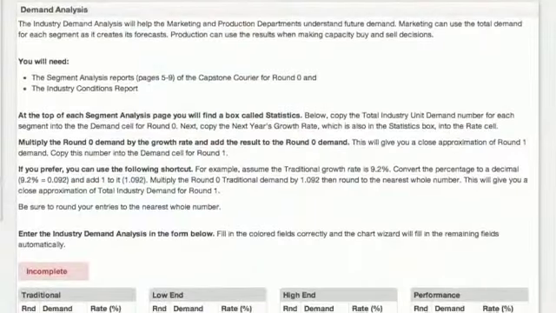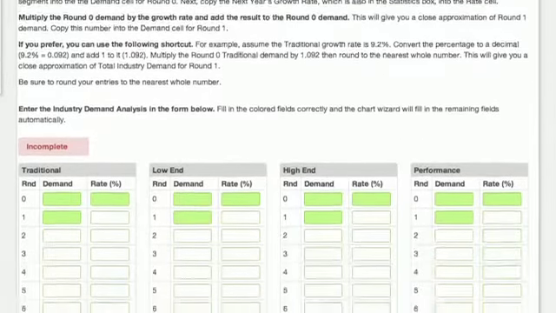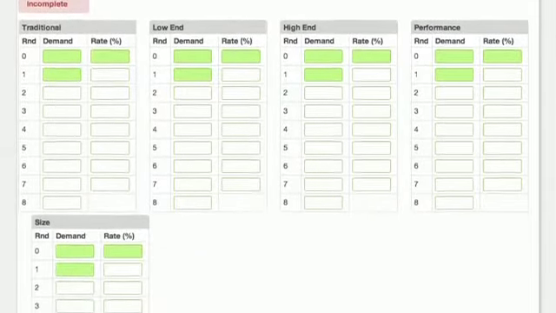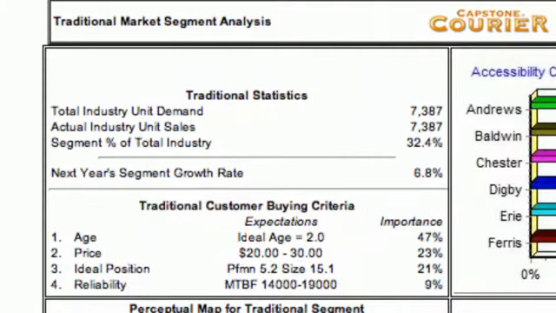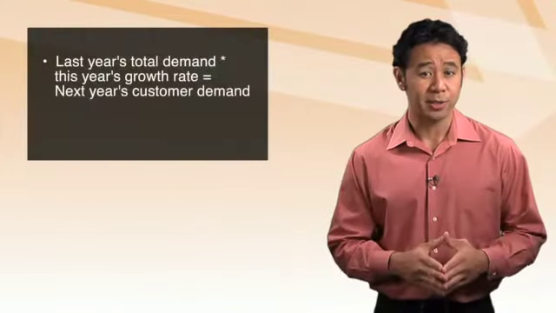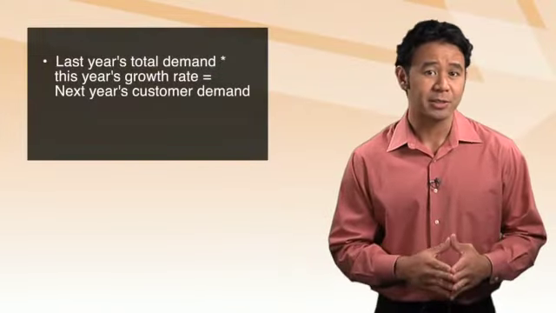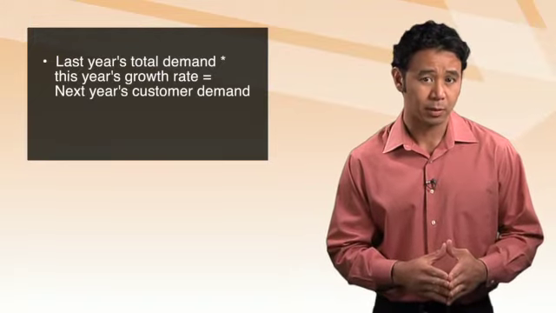To begin, you need to determine how big the market will be for the upcoming year. In the situation analysis, you worked out how to determine customer demand for each market segment. The statistics boxes in last year's Courier gave you the total industry unit demand for last year as well as the segment growth rate for the current year. To calculate next year's customer demand, multiply last year's total demand by this year's growth rate.